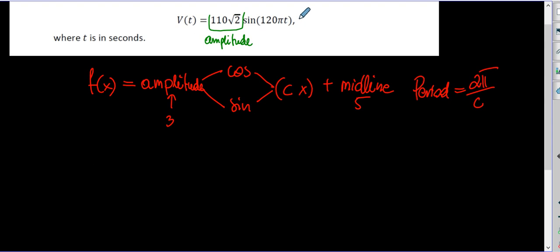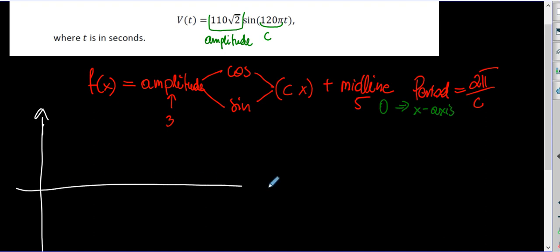Now, there is no additional number, plus or minus, in the front, so therefore that doesn't have a midline. Midline is 0. That means the x-axis, where we have 0, will be our midline. And then that's our variable t, and that value here, that's my c. So when we are doing a sketch of our function, we know that's going to be a midline.